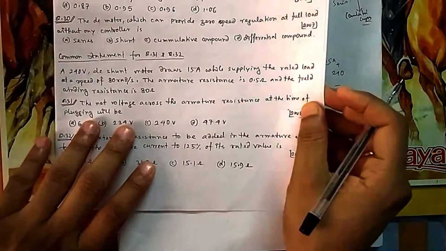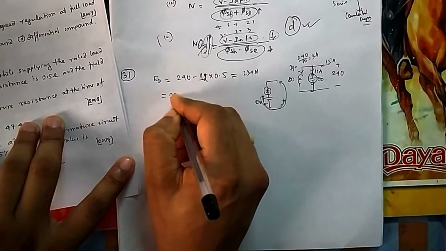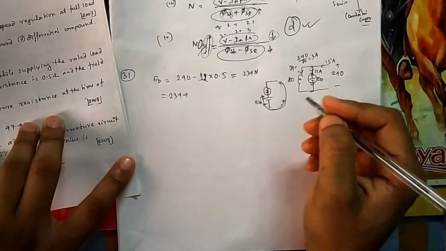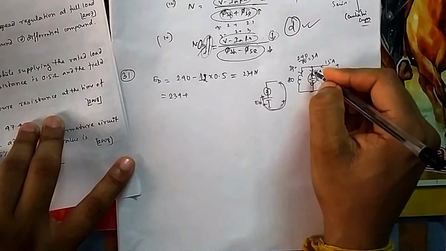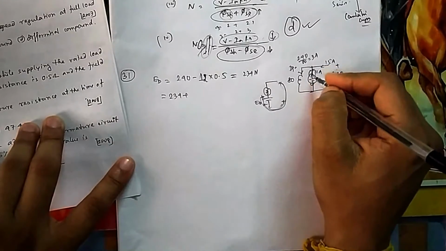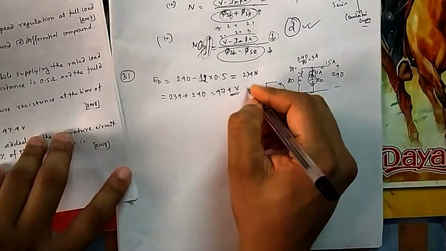So during plugging, the net voltage across the armature resistance will be 234, this one, plus this terminal voltage will also come. Earlier what was happening, the difference was coming. EB is 234, the supply is 240, so the difference, a 6 volt drop, was coming. Now you have changed it, so the entire voltage, this plus this, will come. So it is 474 V.